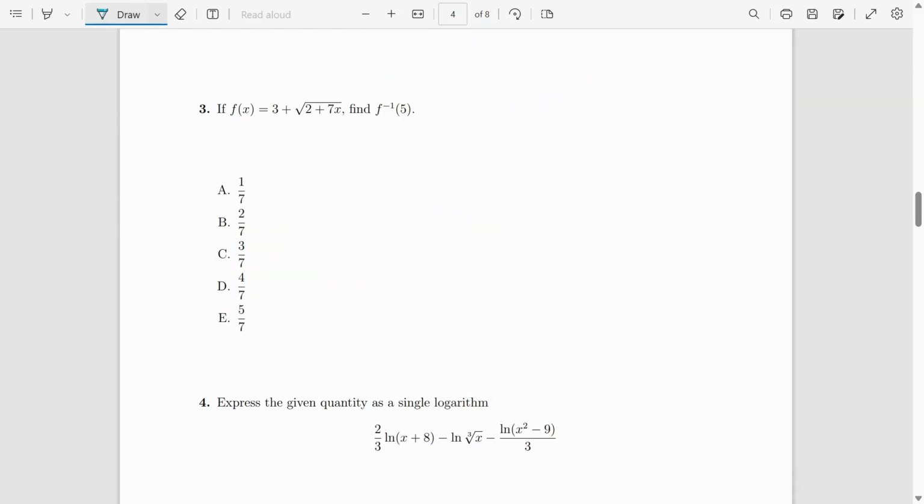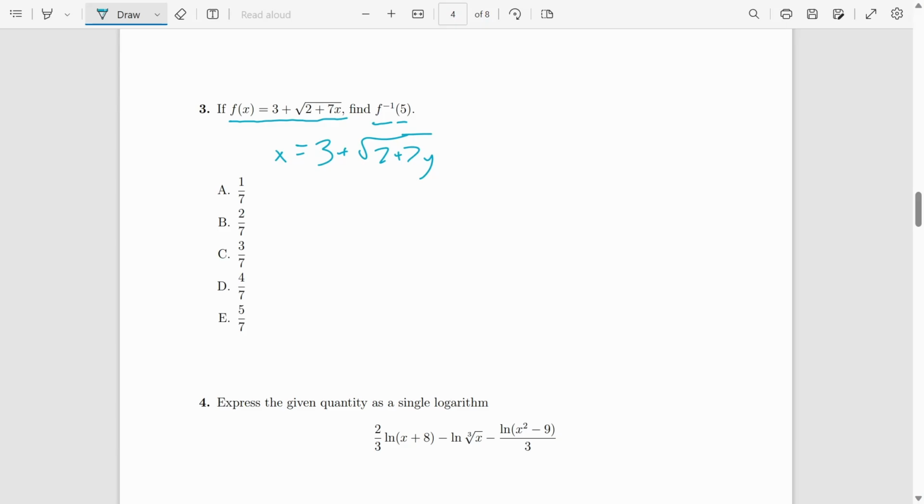All right, number 3. This is an inverse question. So you're given a function f of x, and you're asked to find its inverse and then plug x equals 5 into it. So remember for inverses, you just set it up with a y instead of an f of x. So y equals 3 plus square root of 2 plus 7x, and then end up swapping the positions of the x and the y's. So this y becomes an x, and this x becomes a y.